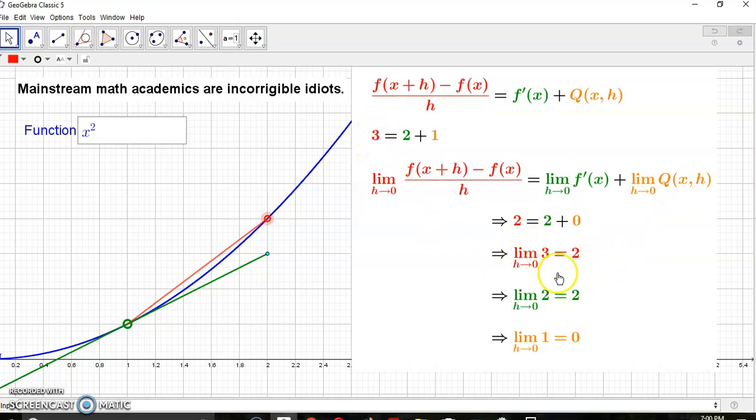So the limit of 3 is equal to 2, right? And the limit of 2 is equal to 2, and the limit of the difference 1 is equal to 0. So this here is always equal to 0, so no matter what the difference is, the limit of that constant is 0. Can you see what monkey business this is? Do you see now why I call mainstream math academics incorrigible morons?